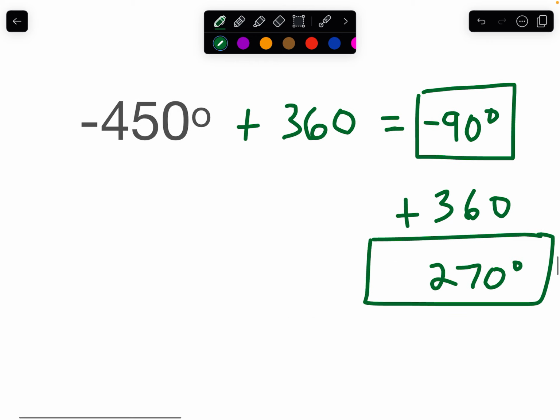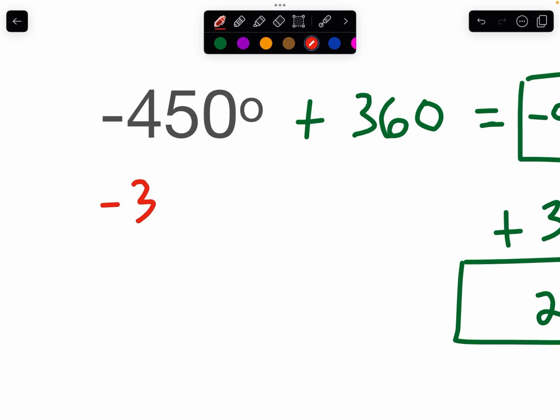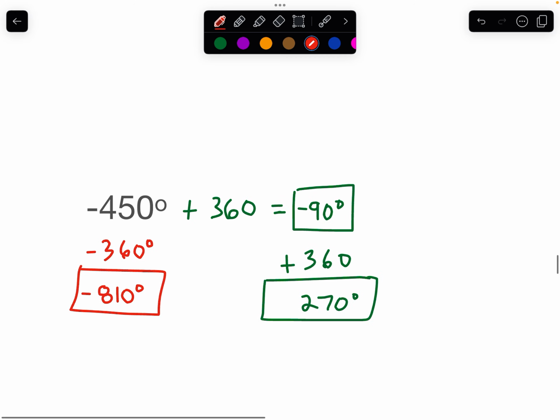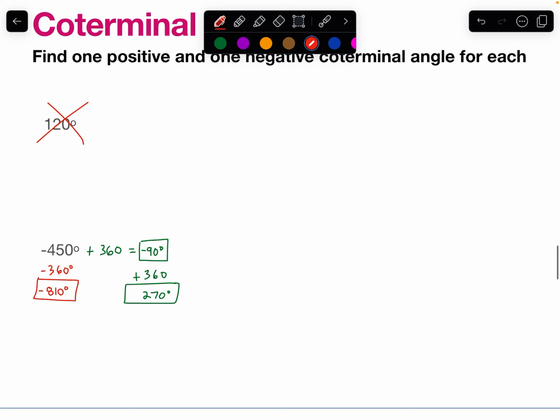For what it's worth, you could have found another negative answer by subtracting 360, spinning around the other way, and you would have got negative 810 degrees. One big idea here is that there's not just one set of coterminal angles. We could continue to add 360 or continue to subtract 360, and we'd get more and more answers. The directions here said find one of each, and I did that.